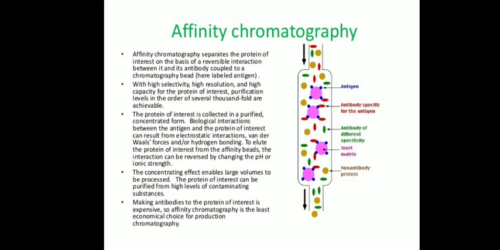With the high selectivity, high resolution, and high capacity for the protein of interest, purification levels in the order of several thousand folds are achievable. Here the proteins are collected in a purified or concentrated form. By using affinity chromatography, we can obtain the proteins in pure form.